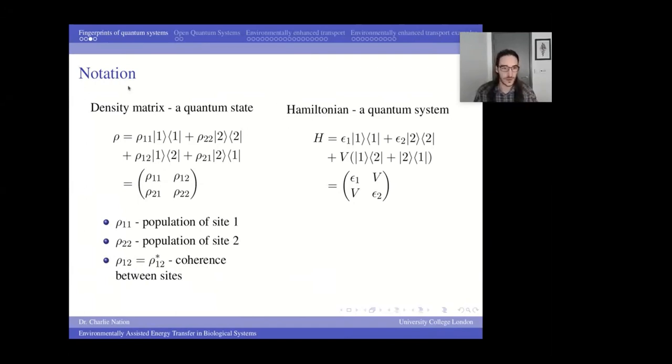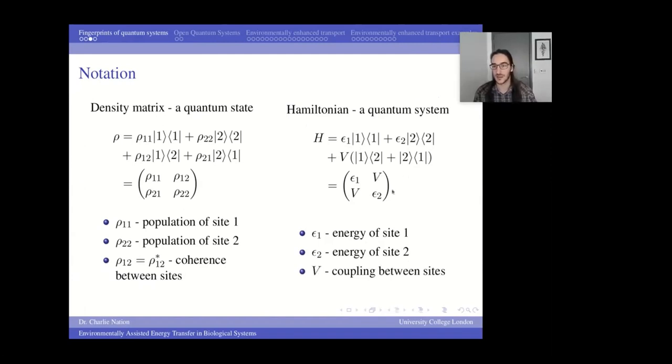So often with a quantum state comes a description of the system itself, and the system itself can be described by what's called a Hamiltonian, and this describes the energies on each site, so E1 and E2, and V is the coupling between these sites. So this is the most general description of a quantum system.